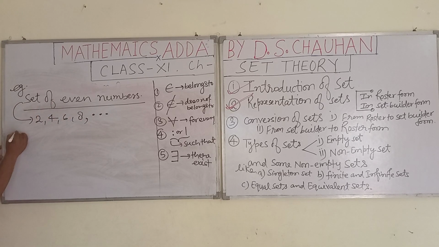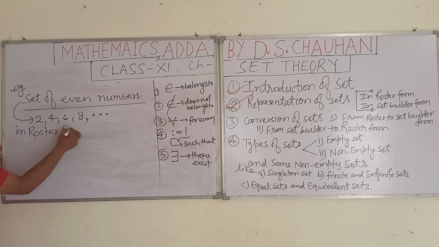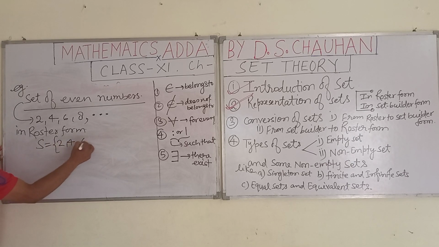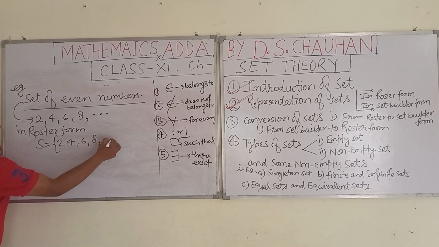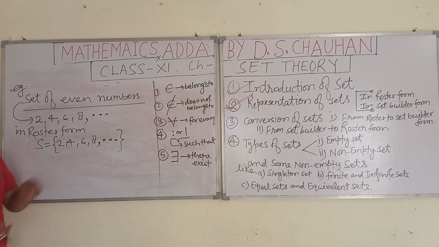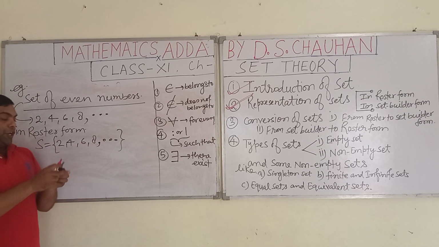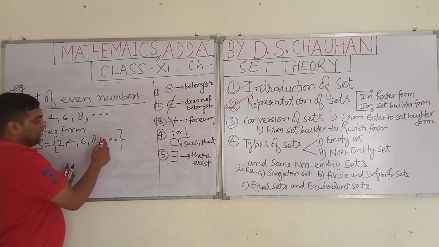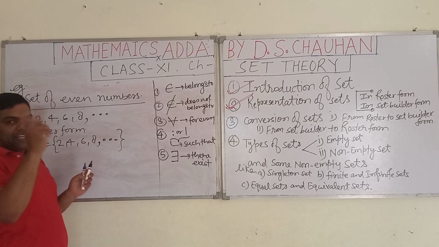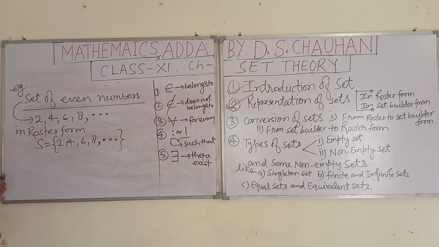So here in roster form, what the set will be, this becomes 2, 4, 6, 8, and so on. Always students, whenever you are writing, remember you have to make 3 dots only. Students, here this is an infinite set.